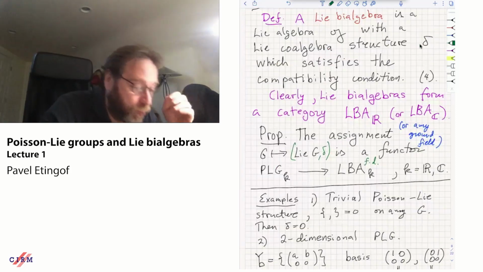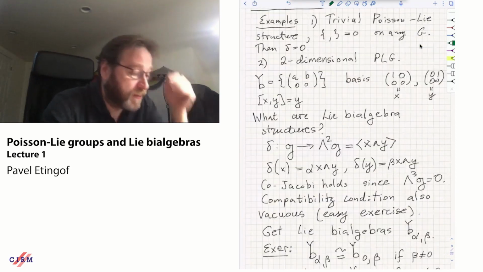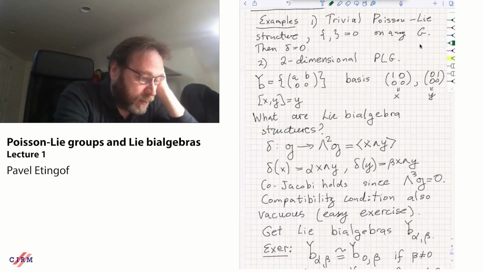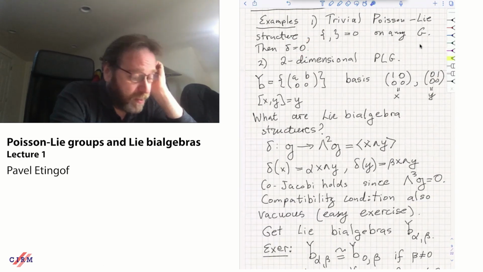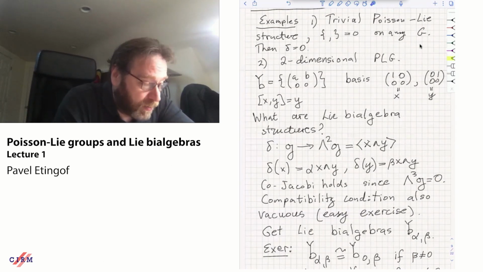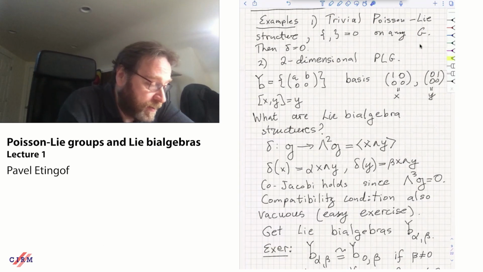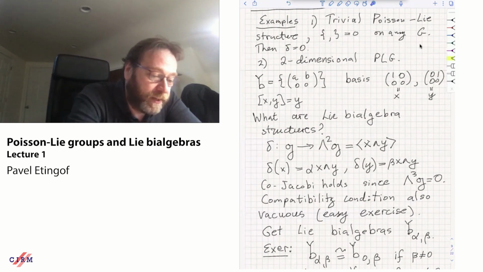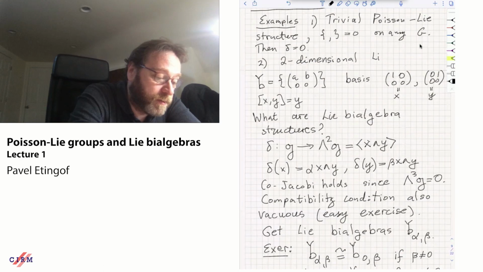So now let me give you a few examples. Of course, there is a trivial example where the Poisson structure is 0, and this corresponds to delta being 0. So any Lie algebra can be equipped with the Lie bialgebra structure. Now, more interesting examples are two-dimensional Poisson-Lie groups, and they correspond to two-dimensional Lie bialgebras. Maybe I should say Lie bialgebras, because I haven't explained yet the correspondence in the other direction.